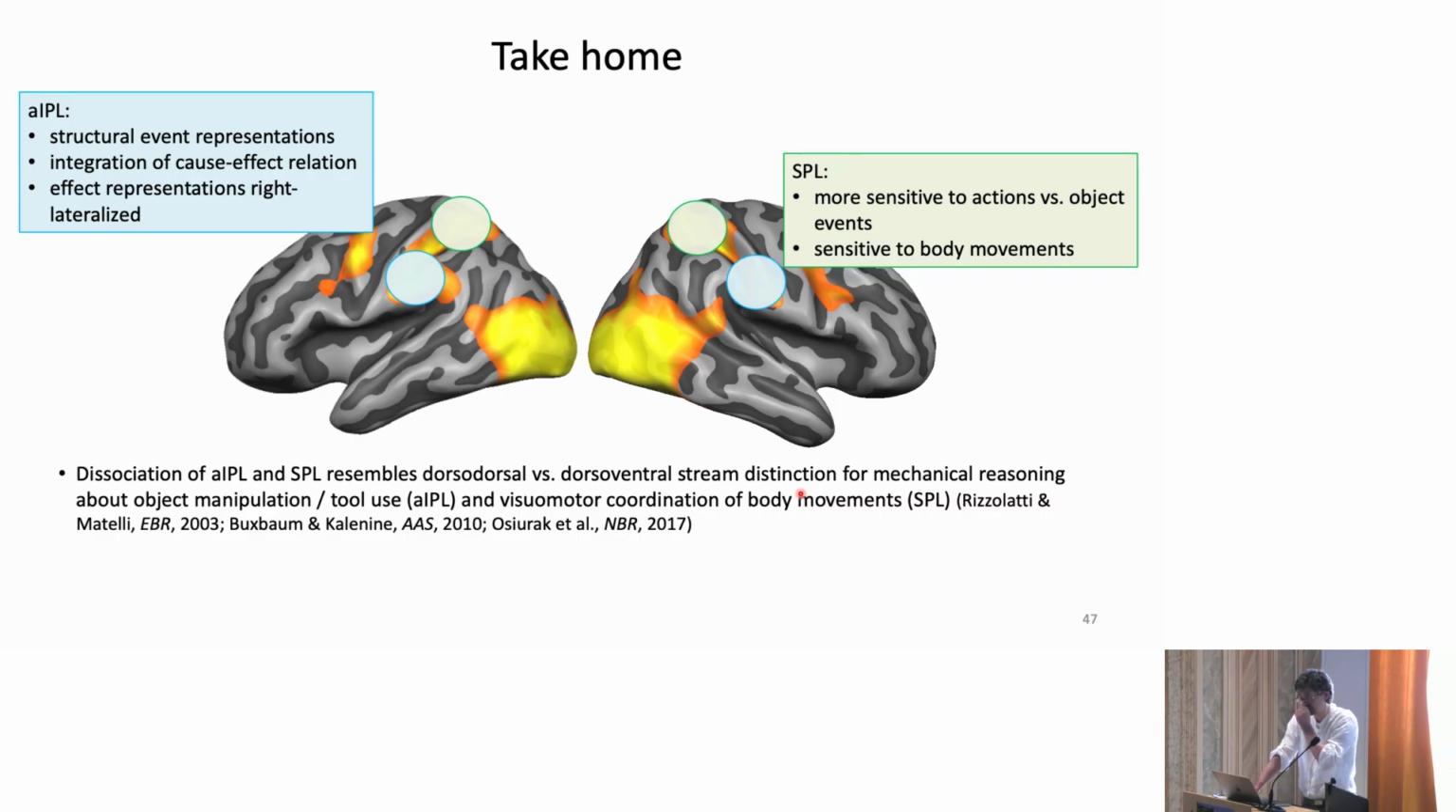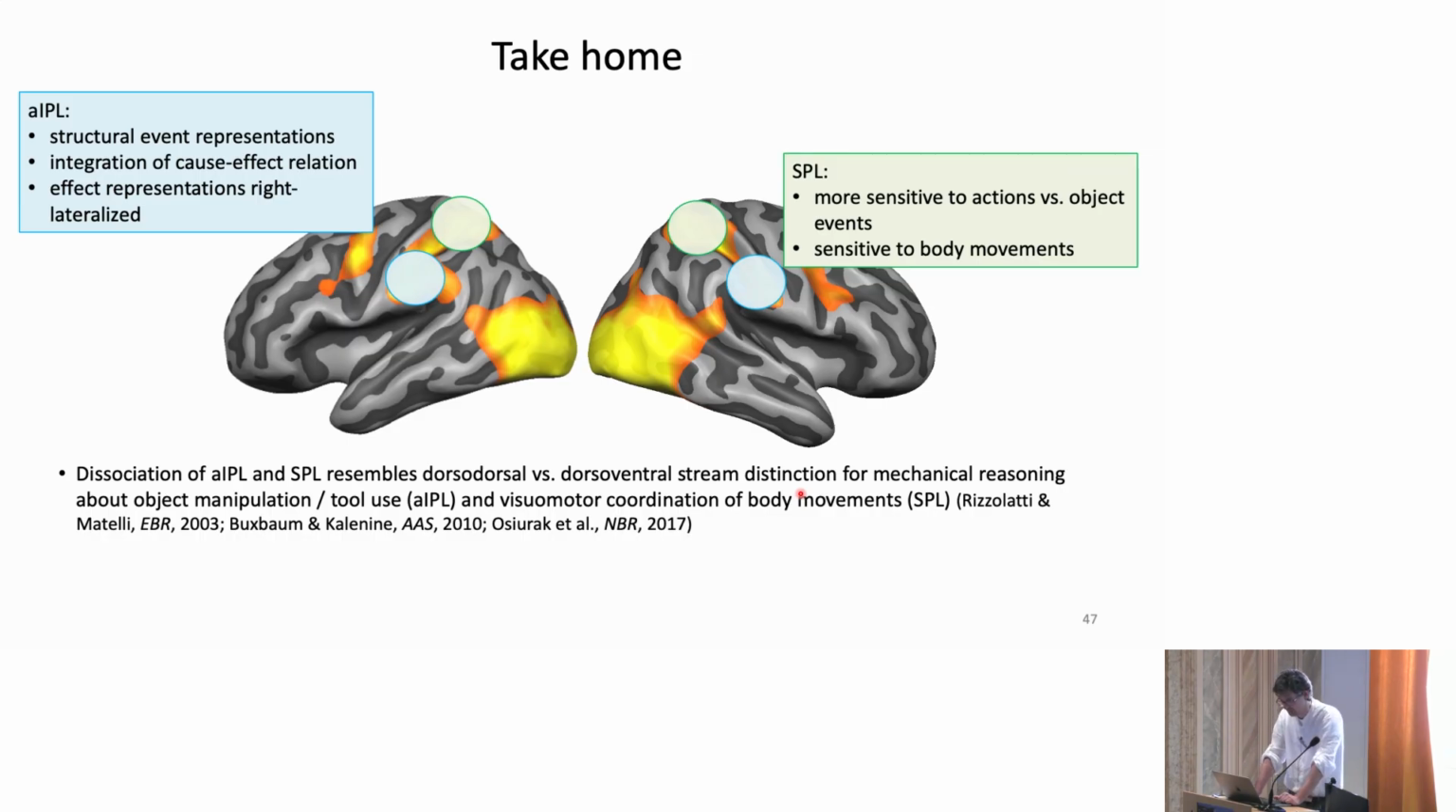So now coming back to the distinction between AIPL, which encodes perceptually more invariant structural representations, and the SPL that encodes more specific representations of body movements. We have learned this already this morning, namely this dissociation resembles a proposal that the dorsal visual stream is subdivided into two substreams, a dorsoventral pathway for more general mechanical knowledge about how tools can be used to manipulate objects, and the dorso-dorsal pathway for more specific visual-motor coordination of body movements.